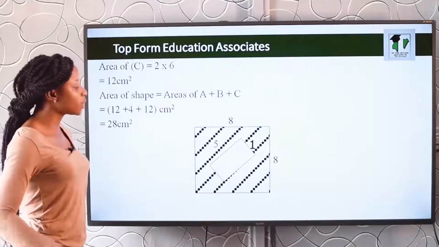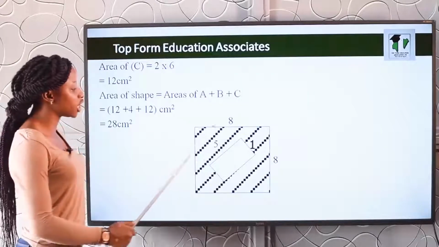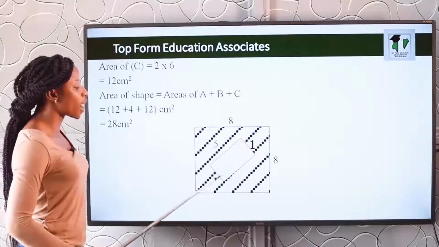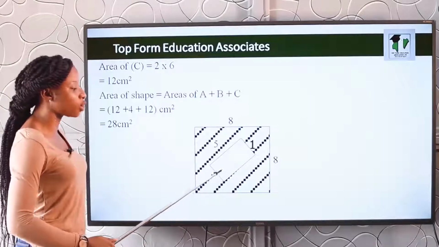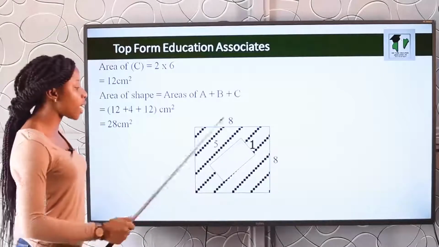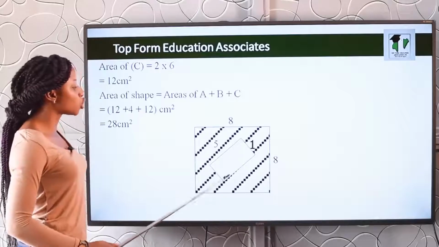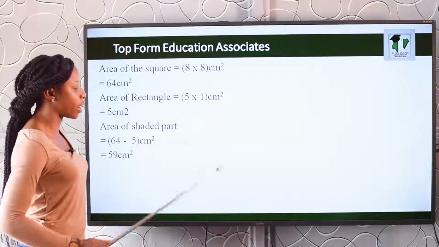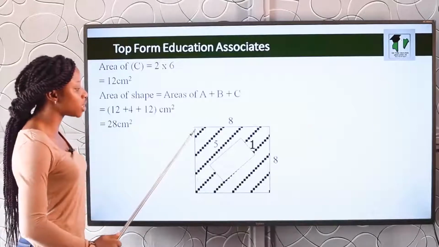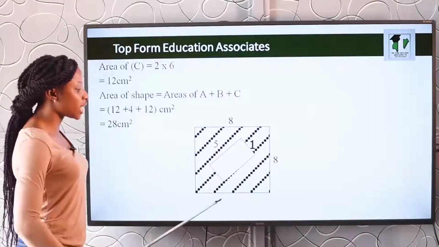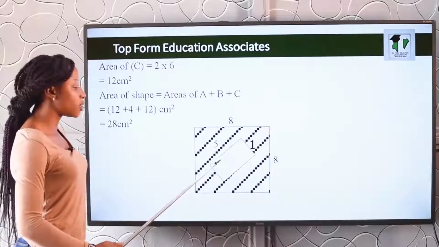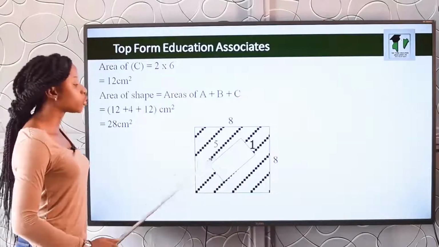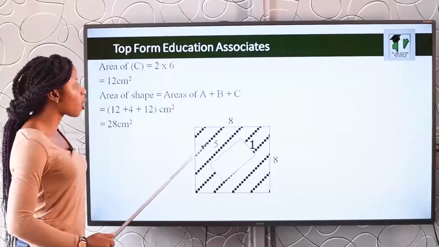Now, the next question, we're given a shape. This is the shape we're given. We're asked to look for the area of the unshaded part. The area of the unshaded part. So, the first thing we are going to do is to look for the area of the square. Now, if you look at this diagram, you see that we have a square. Then, inside the square, we have a rectangle. So the first thing to do is to look for the area of the square.